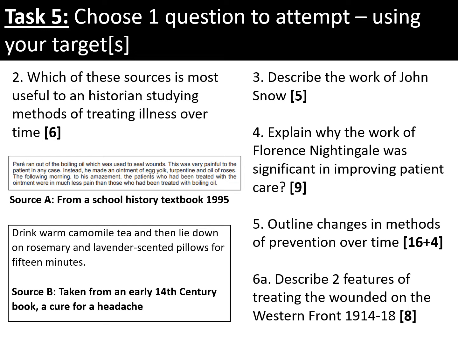So I've left out question 1 because that's far too easy. So question 2 is a source, which source is most useful question. And this one's to do with treating illness. Question 3 is to describe John Snow. Question 4 is to explain why Florence Nightingale was important. Question 5 is outlining prevention over time. And question 6A never changes. So again, do you want to have another go at doing the World War I describe question, because maybe you really bombed on it and you're thinking, actually, I could really nail that one now.